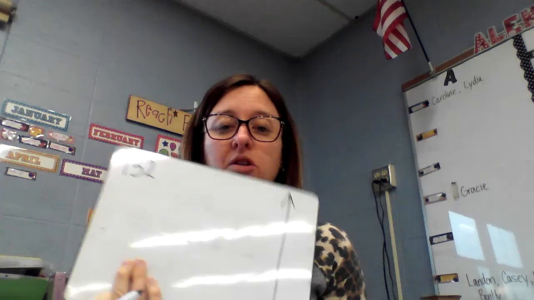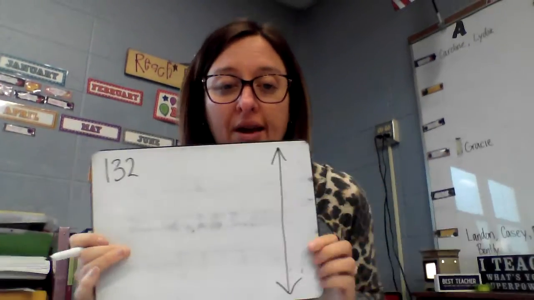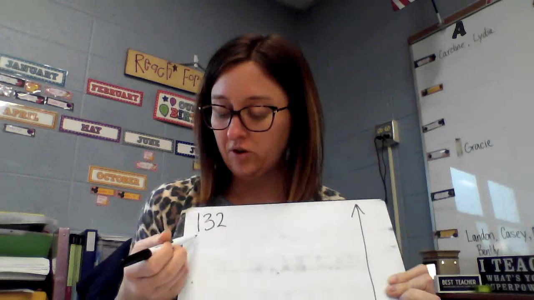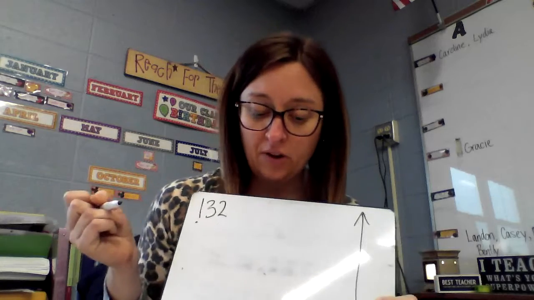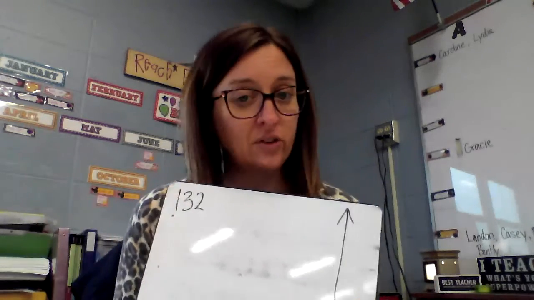Okay, third grade, so we have been working on rounding all week, and we're going to continue to do so. We have worked on rounding to the nearest 10 the last 2 days. Today, we're going to round to the nearest 100. So let's think about the number 132. How many hundreds are in 132? If you look at that place value, at that digit, you can see that there's 100 in 132.